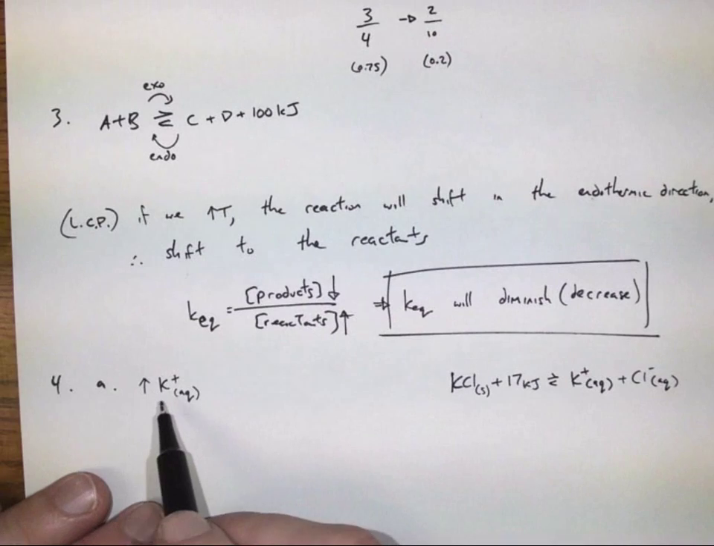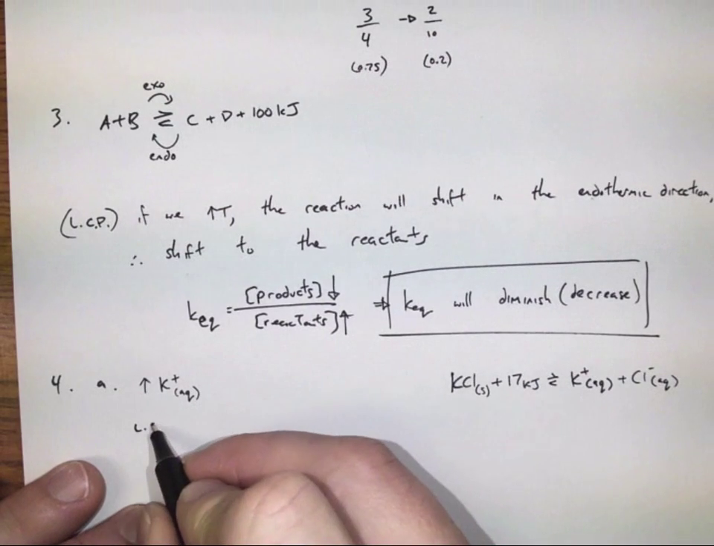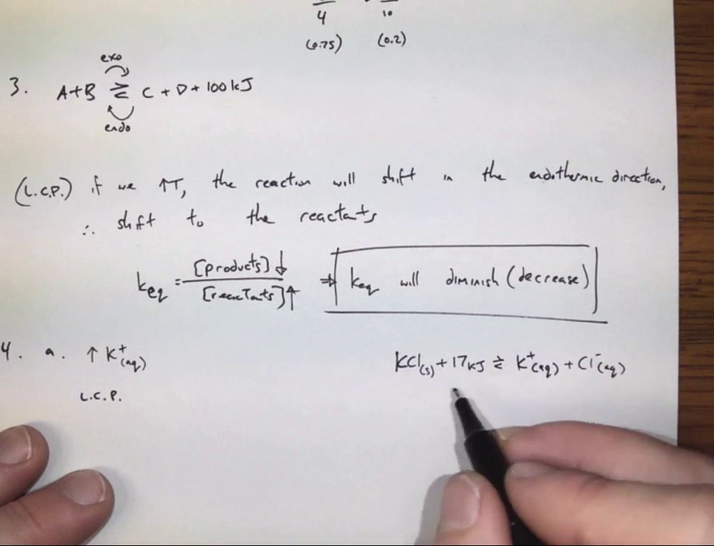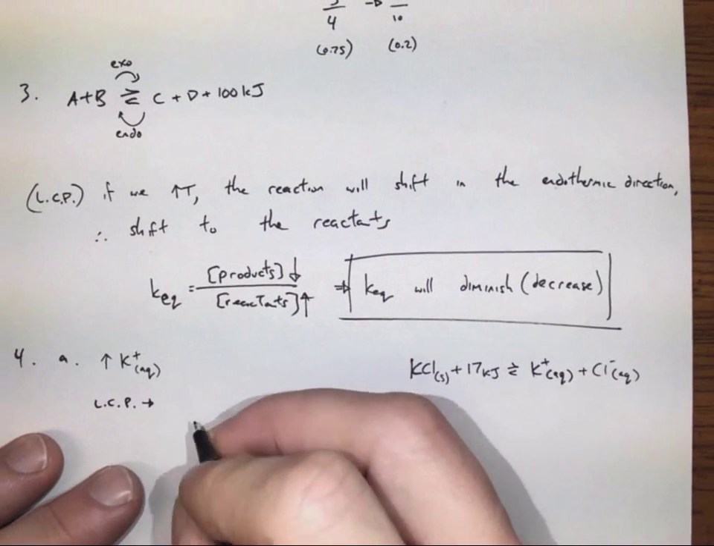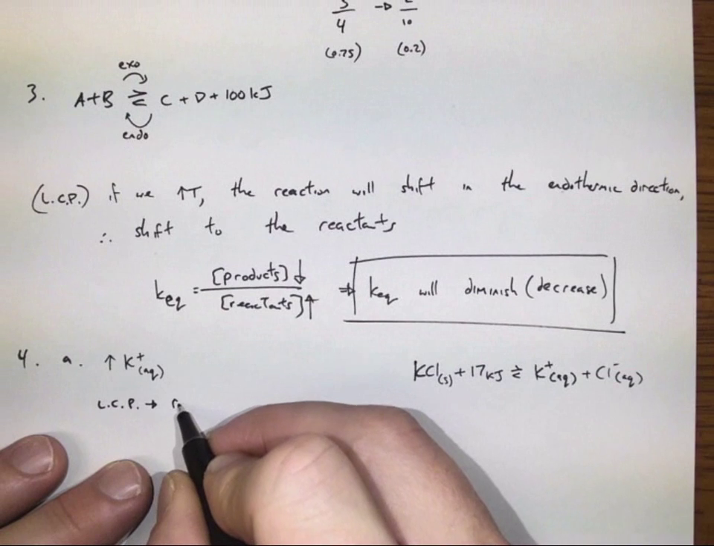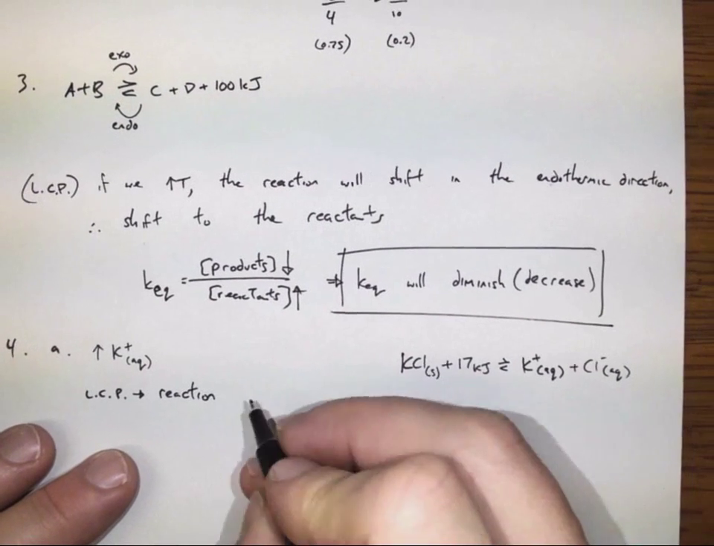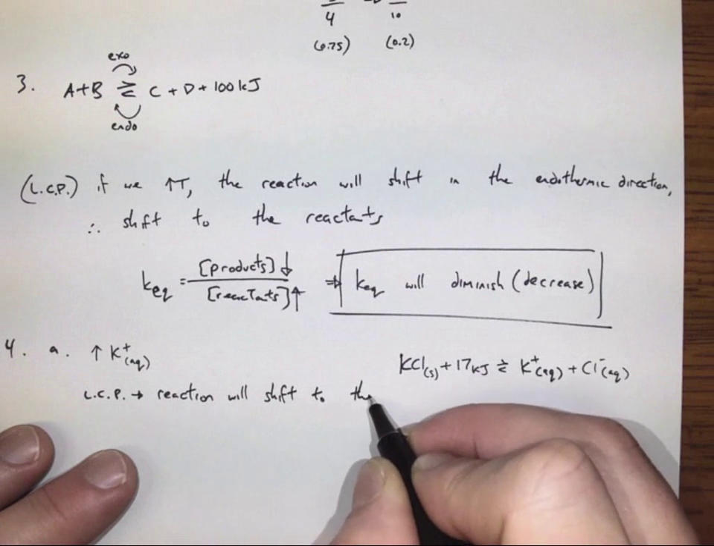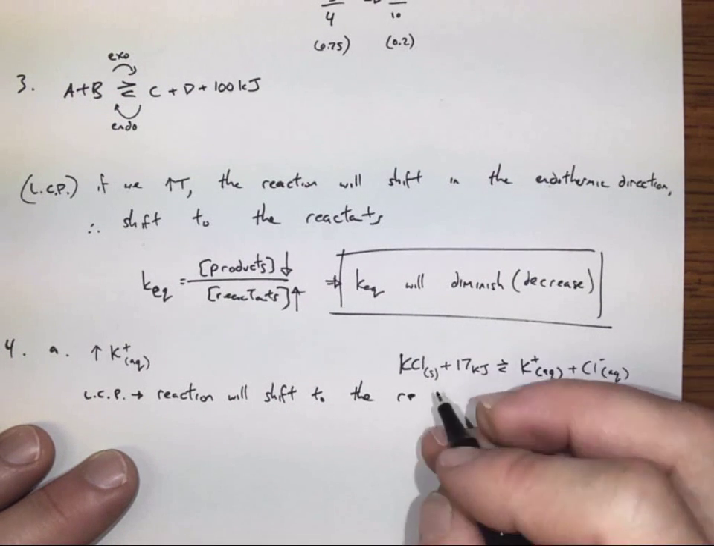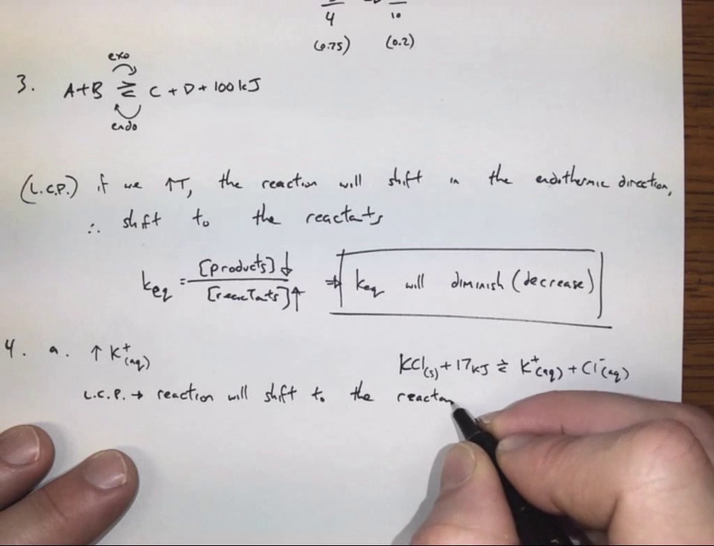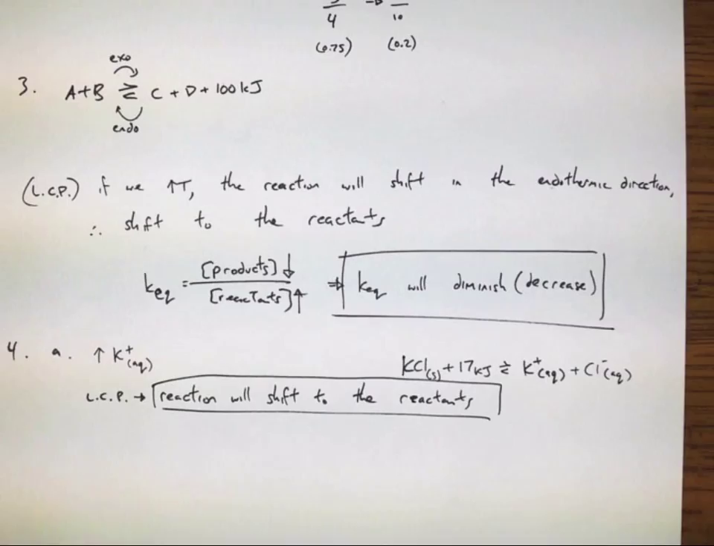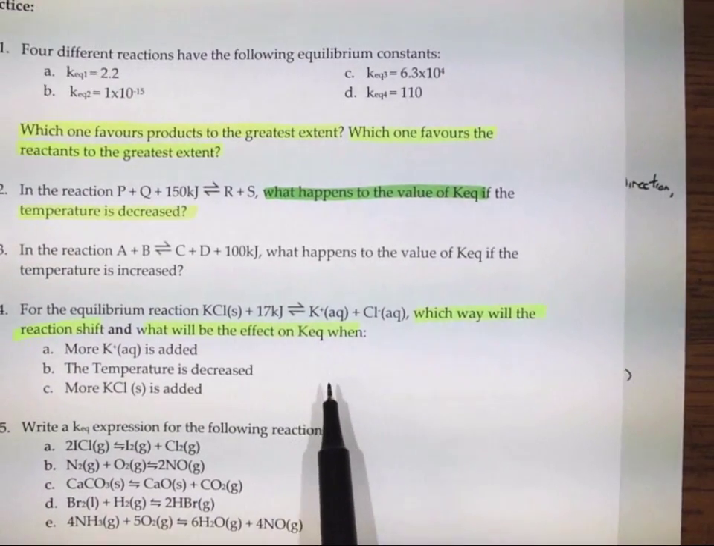All right. So if I increase my potassium concentration, Le Chatelier's principle says we're going to want to undo that, so we're going to shift toward the reactants. So this means the reaction will shift to the reactants, increasing the concentration of the reactants. Okay, so that's part 1. But the question is now, what's that going to do to our equilibrium constant? What will be the effect on KEQ?